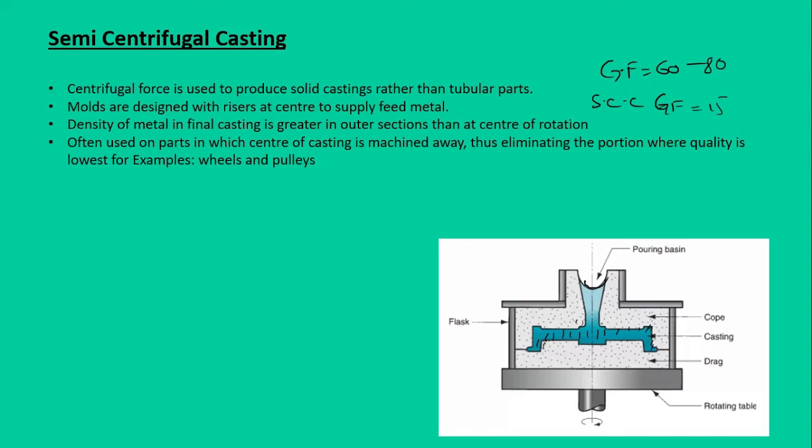Then the third type of centrifugal casting, and you must have observed that this schematic for semi-centrifugal casting is somewhat similar to sand casting. It has a flask, it has a cope and drag, it has sand in it, it has a riser. The main thing differentiating between them is that the mold is rotating at a high speed, generating the centrifugal force.